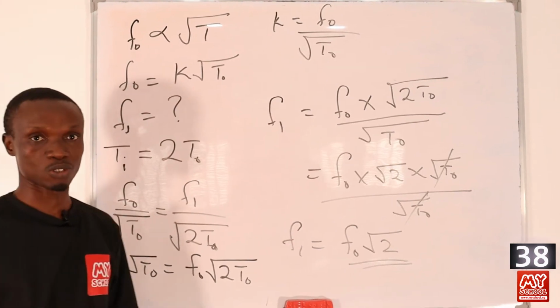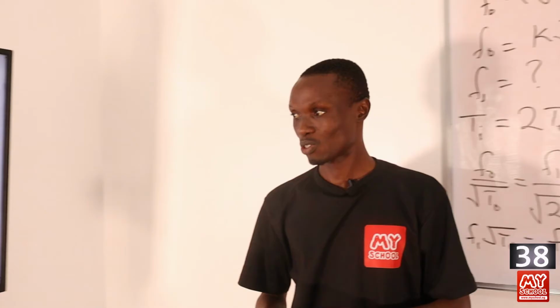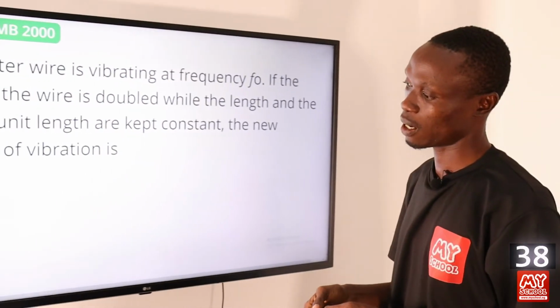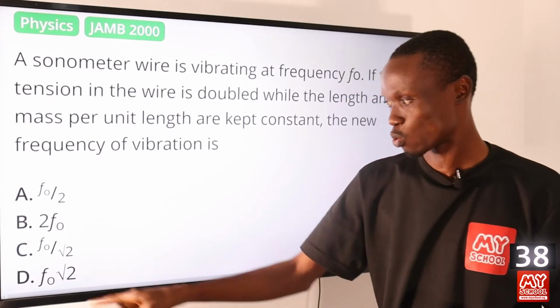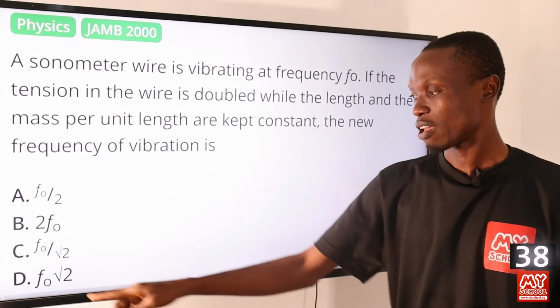So let's return back to the screen to pick the correct answer to this question. The new frequency of vibration is F0 times root 2, and that agrees with option D, F0 times root 2.